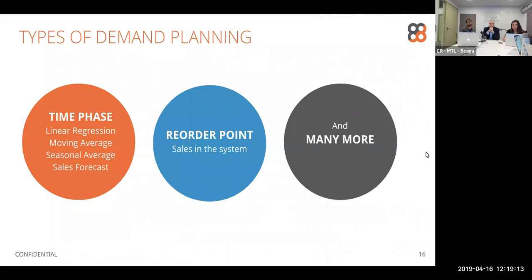It's very good for drop shipping and things like that, where once you get the order, then you do the purchase. But it depends on the type of business, so it's not always used.